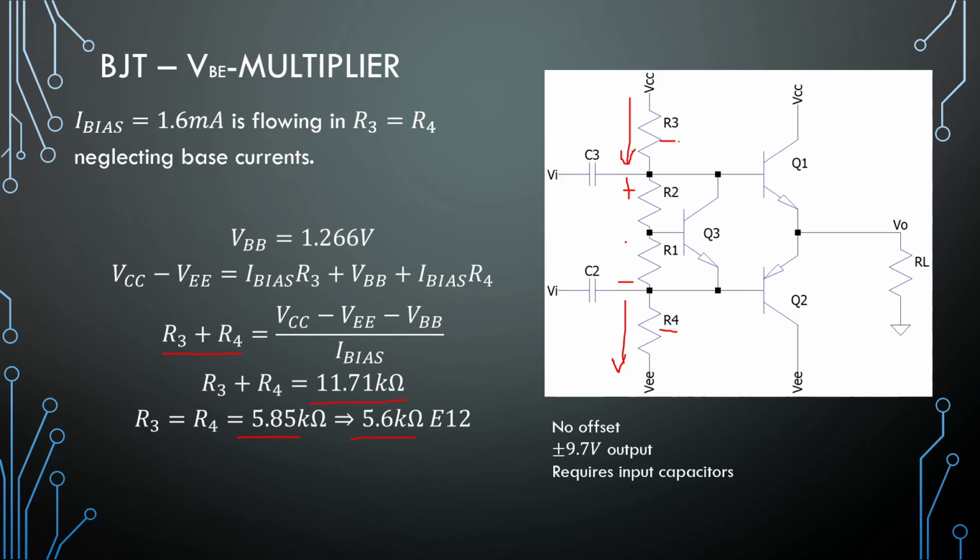Okay, with our caps here on the input, no DC coming in, no DC leaving. We have no offsets on the output, and we can reach 9.7 volt output or very close to the rail for this configuration.